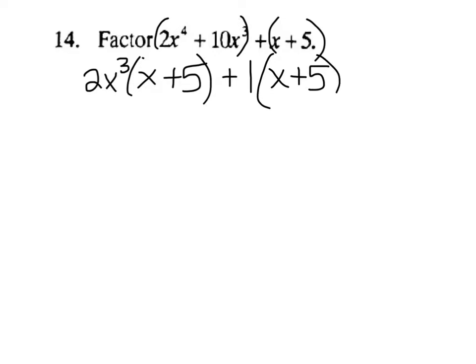Again, every time we group, the goal is to have that GCF, that binomial that they both have. So we bring that out front, and we write what's left. What's attached to the first parenthesis, x plus 5, is 2x cubed. What's attached to the second one is this plus 1. And there's my answer.